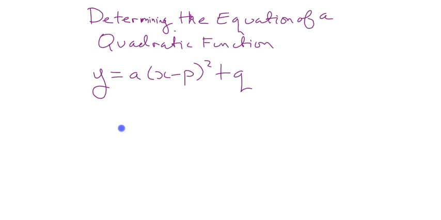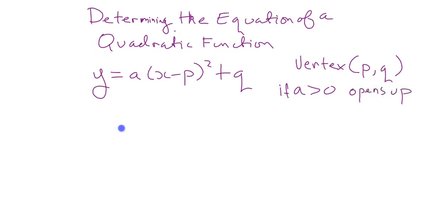Okay. So quadratic is in the form y equals a(x minus p) squared plus q. What do we know about this? Looking at this equation, what can you tell me about it? Okay, so the vertex is (p, q). Okay, what else? Then the expansion: if a is positive, it opens up. If it's negative, it opens down.